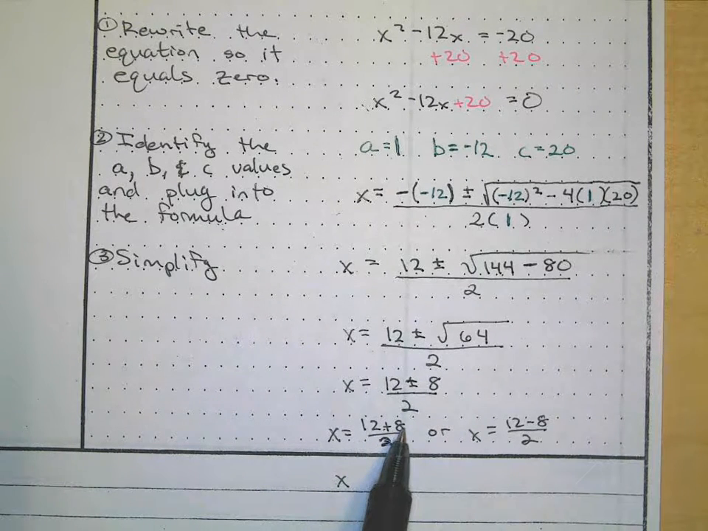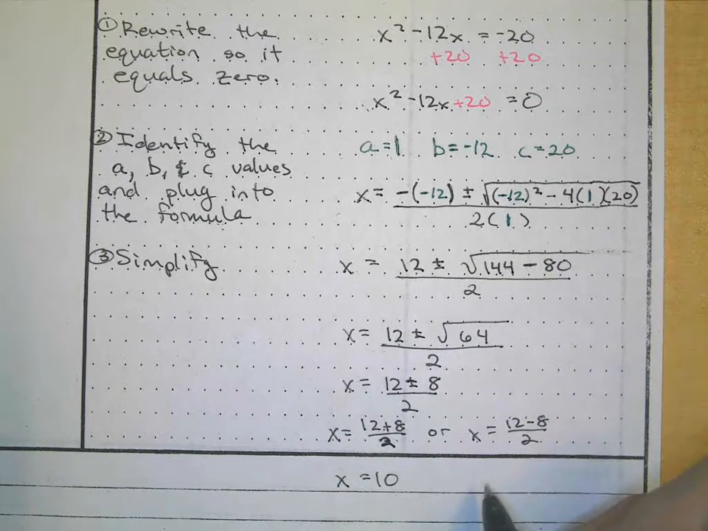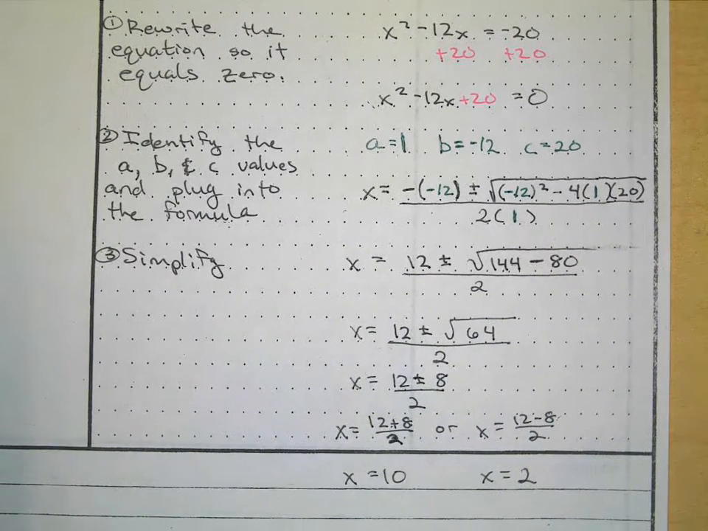Simplifying, 12 plus 8 is 20. 20 divided by 2 is 10. And then we get x equals 12 minus 8 is 4, and 4 divided by 2 is 2.